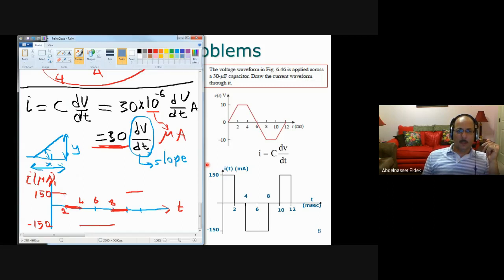So the curve for the current will look like this. We just need to connect it. Like this. That's it. So this will be the current in microampere. It is not in milli, it is in microampere. 30 times 5, yes. It is supposed to be in microampere, not milliampere. This is not right if I'm writing this.